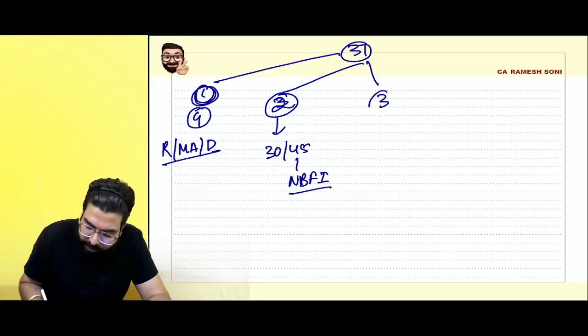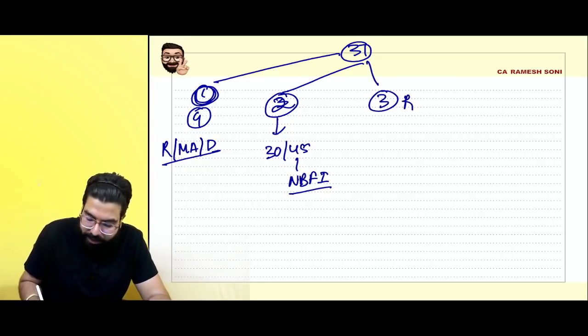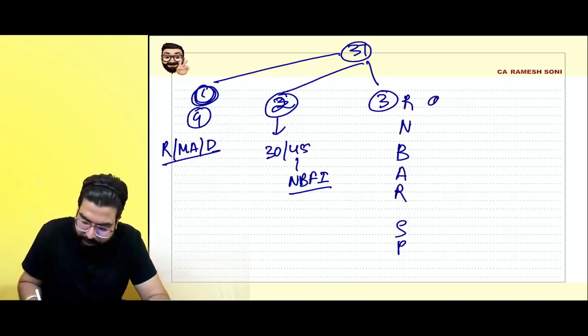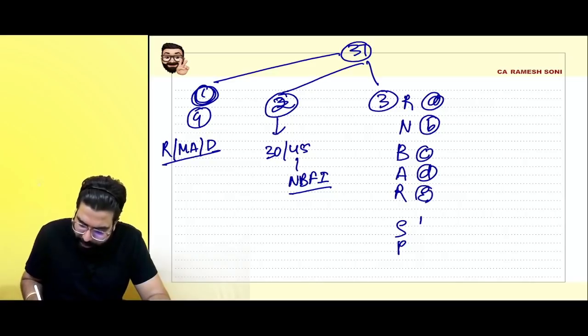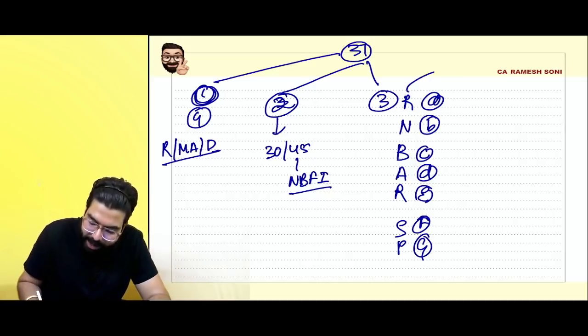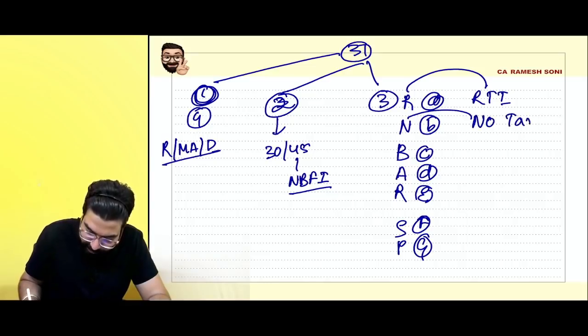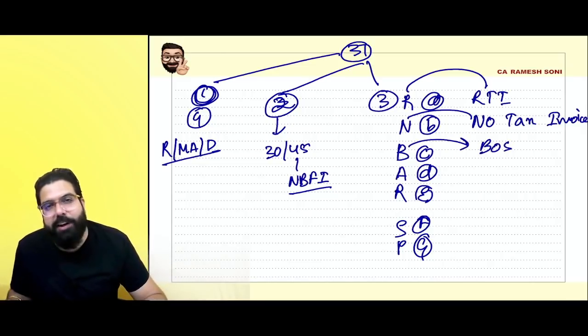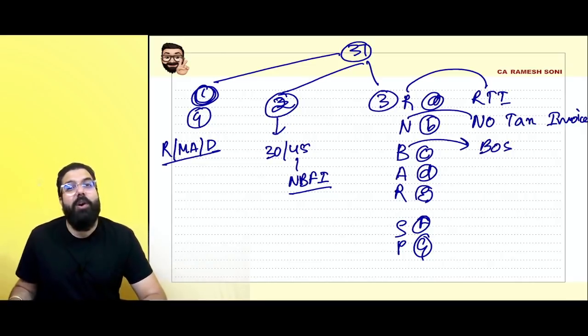Sir, section number 31.3 has many points. I tell it as RN bar SP. Sir, what is it? 31.3 A, B, C, D, E, F and G. Listen to me very carefully. What is A telling? R for revised tax invoice, N for no tax invoice in case the value is less than 200. Sir, bill of supply, whenever you are supplying exempted goods or you are a composition dealer, then you will always give a bill of supply.